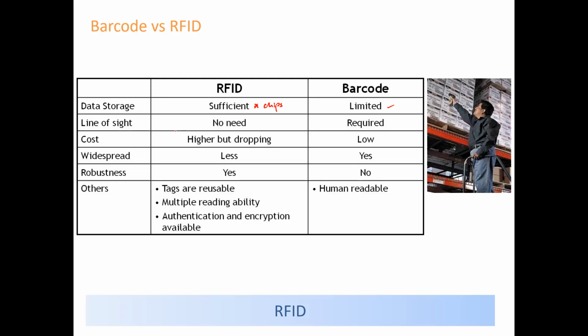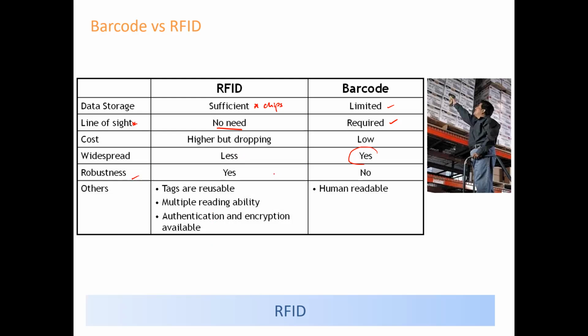And for RFID, we do not need line of sight, right? We just let the wave do it. And for barcode, it requires line of sight, as I mentioned. If you compare the cost, of course, RFID is higher, but barcode is very low. And comparing the widespread usage, of course, barcode was used a long time ago. It's used in many places already, it's ubiquitous. But RFID is costly, right? It's just used for specific applications.